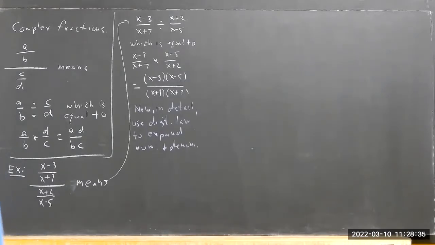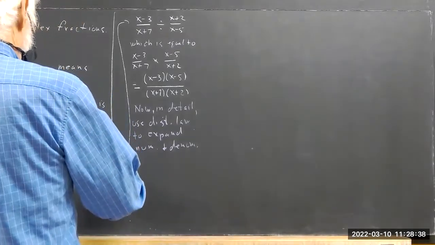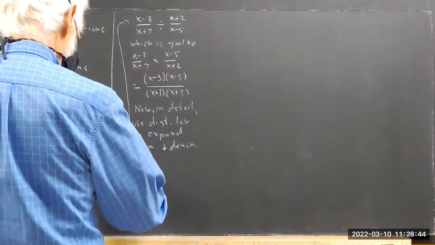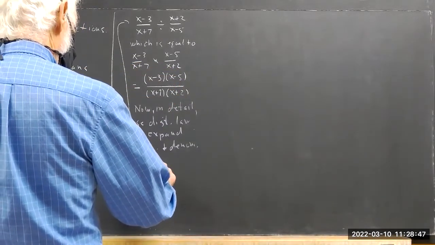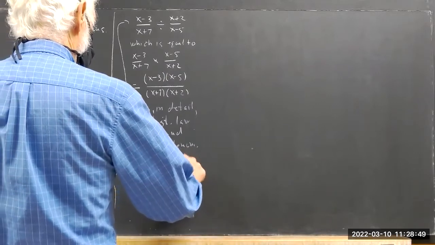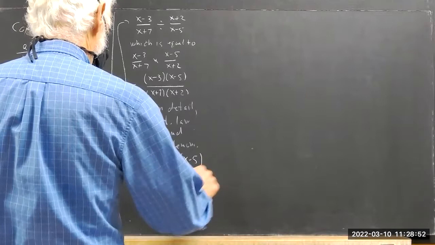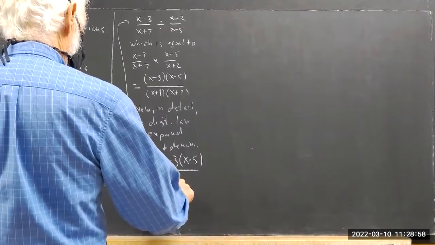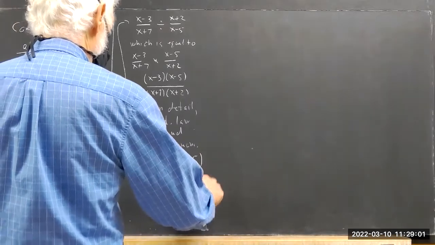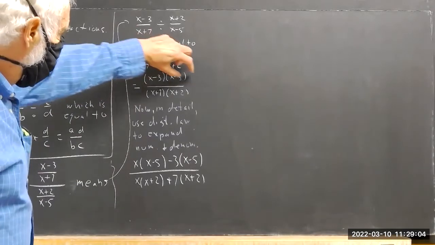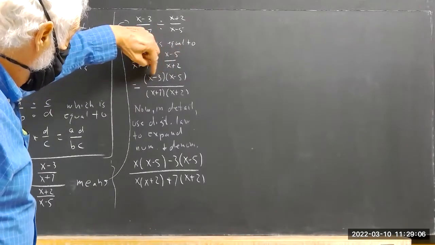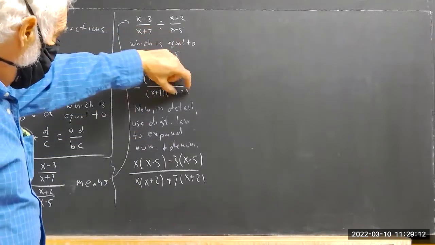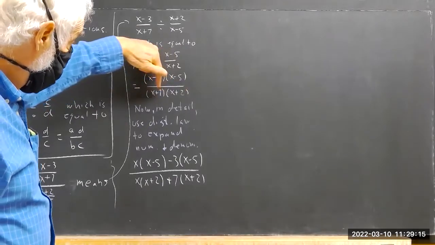When I say use the distributive law, what I really want to see, again, for the sake of your learning process, is that this times this is x times (x minus 5) minus 3 times (x minus 5), divided by x times (x plus 2) plus 7 times (x plus 2). Distributive law, this times this is this times this minus 3 times this times this, okay? Then this times this is this times this plus this times this.